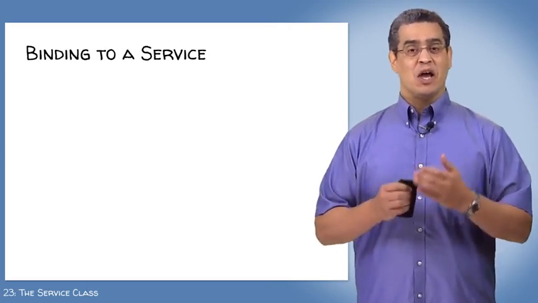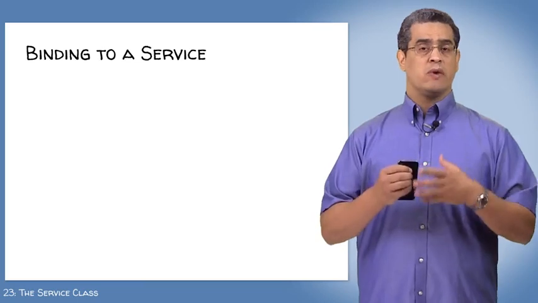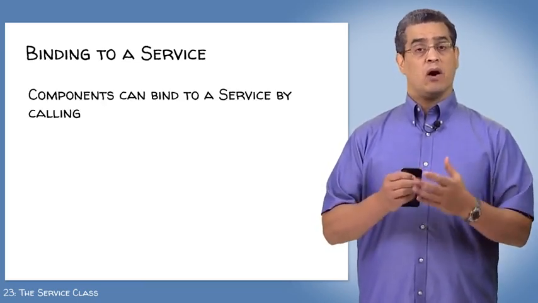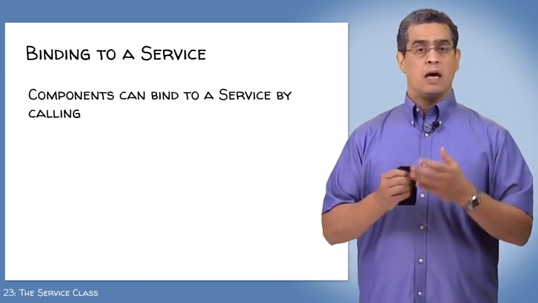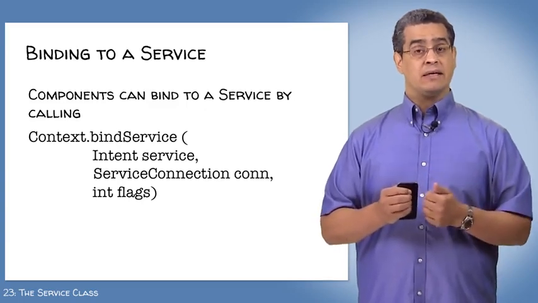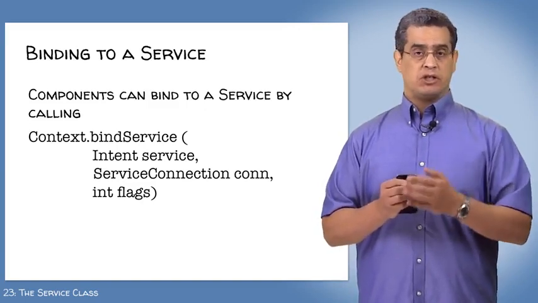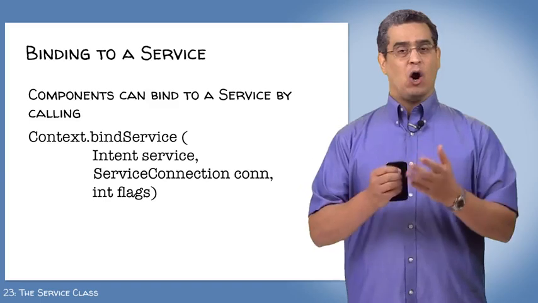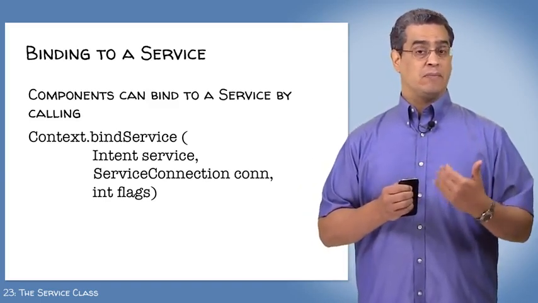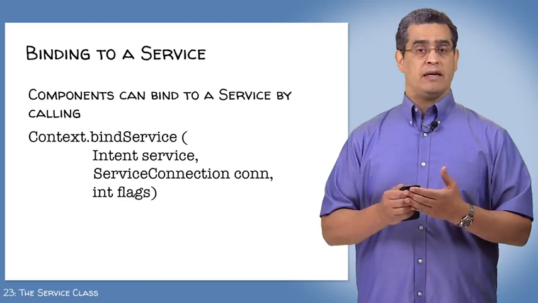In contrast, components that want to use a service but do need to directly interact with it can bind to that service by calling the context class's bindService method, passing in an intent associated with a specific service, a service connection object which implements callback methods once the client is connected to and disconnected from the service, and any flags that control the behavior of the binding operation.